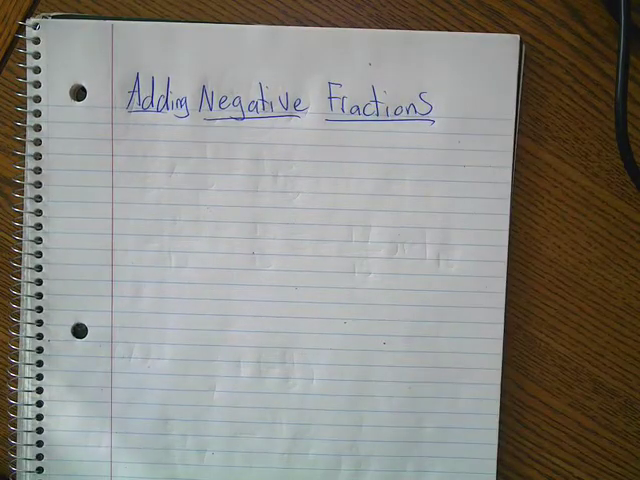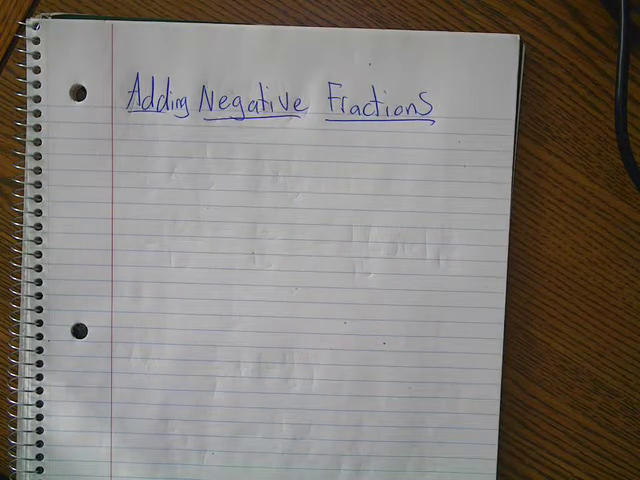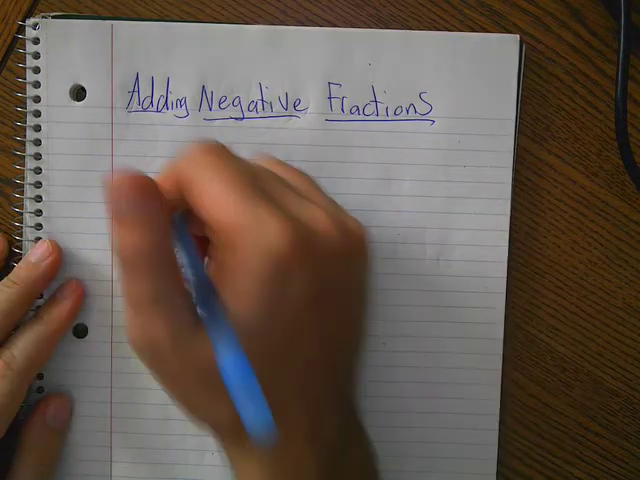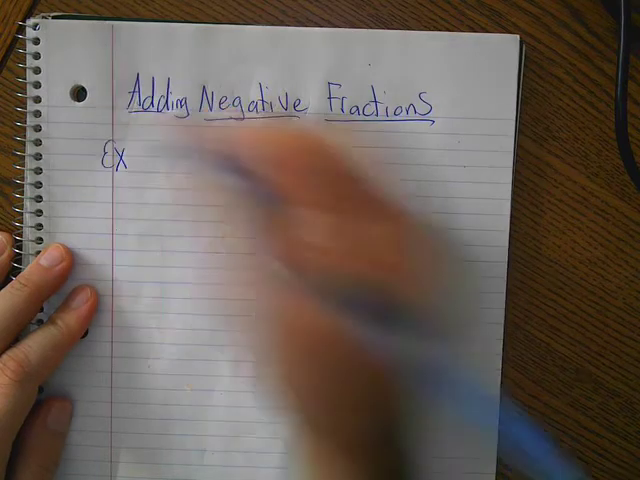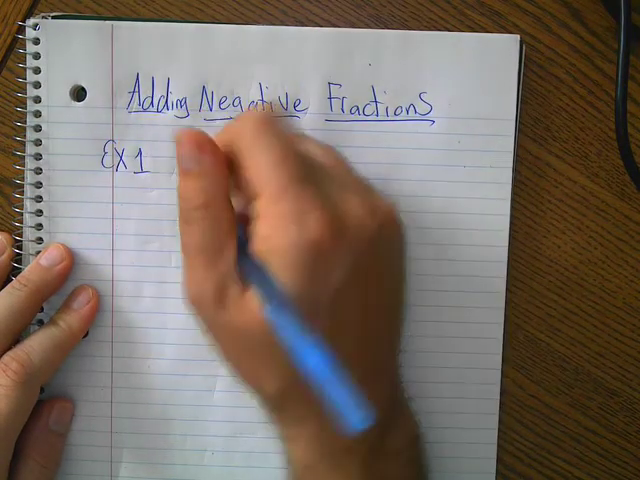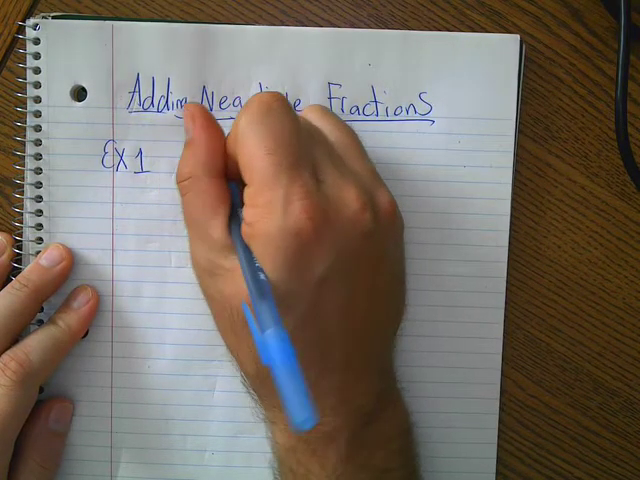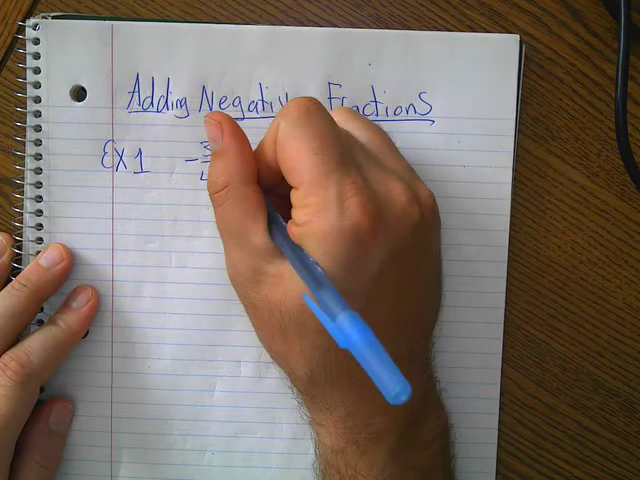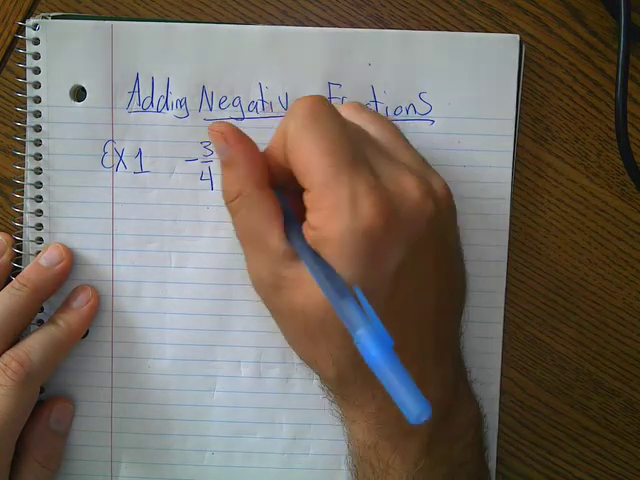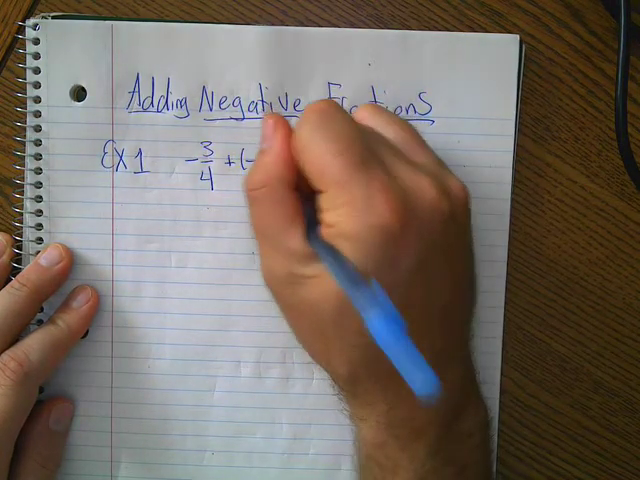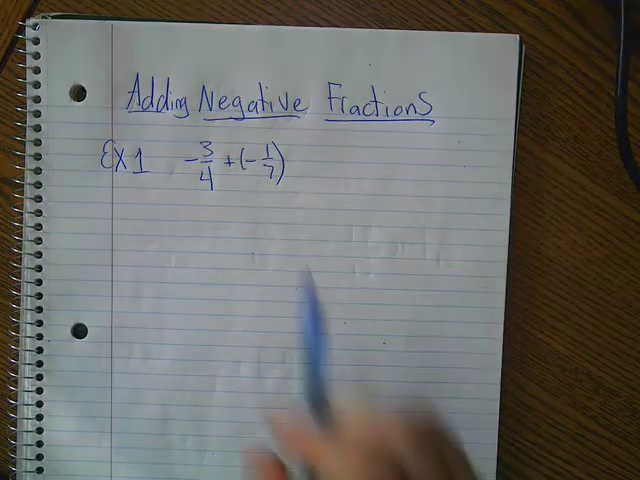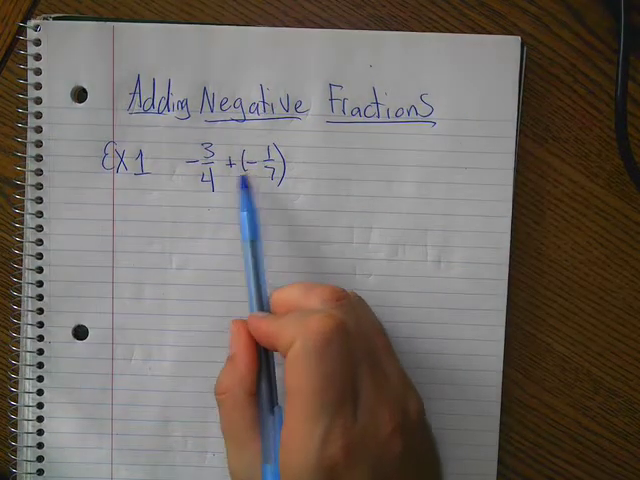So a couple things we need to remember is that we need our common denominators when we're adding and subtracting fractions. So when we start out with our first example here, we're going to have negative 3/4 plus a negative 1/7.